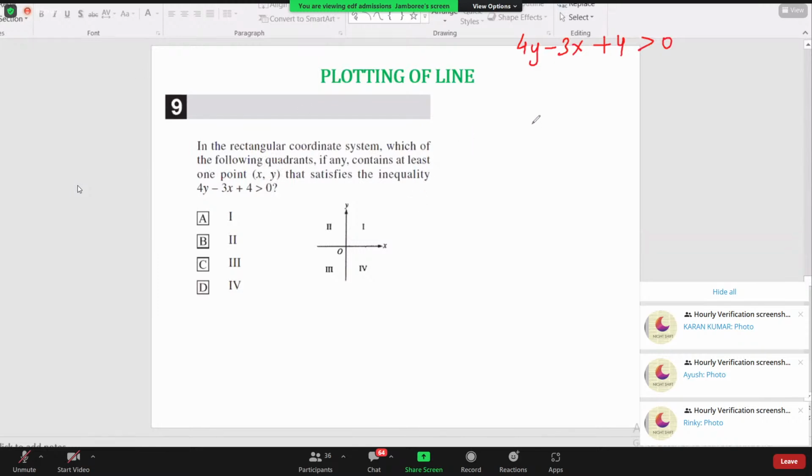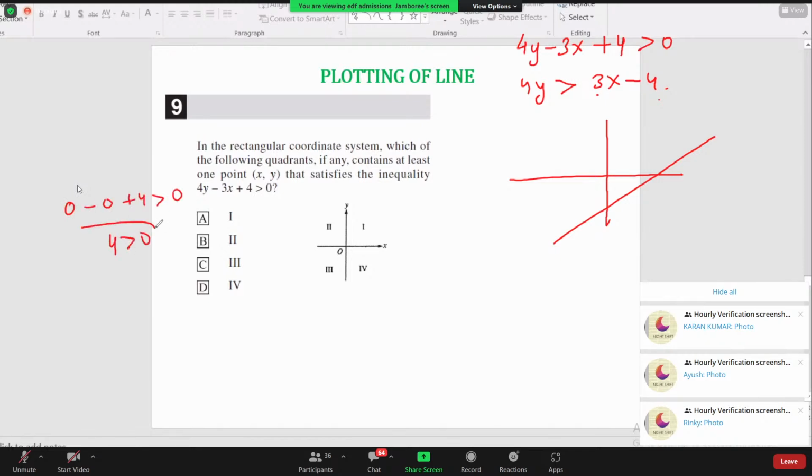Okay, guys, let's begin. So the given inequality is 4y minus 3x plus 4 is greater than 0. So this will turn out to be 4y is greater than 3x minus 4. So we'll have a positive slope with a negative y-intercept, which will be this particular line. And now we'll do the origin test with the original inequality. So that will make it 0 minus 0 plus 4 is greater than 0, which gives 4 is greater than 0, which is a true statement.